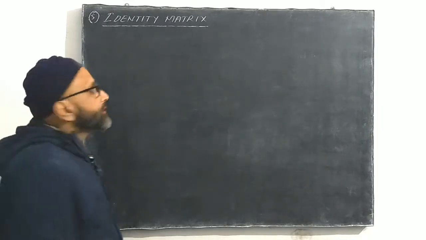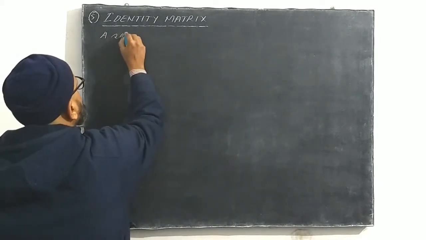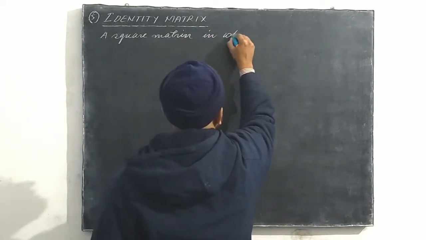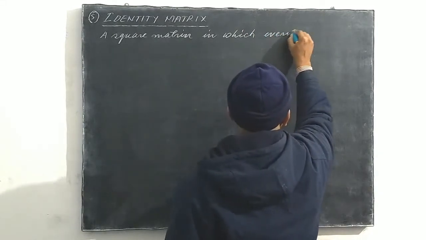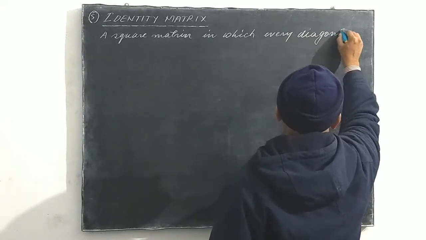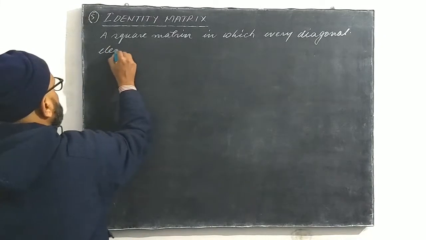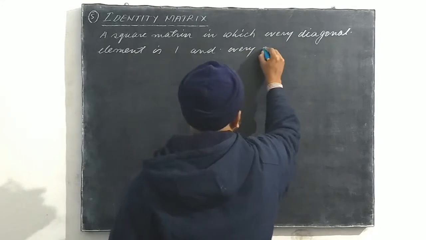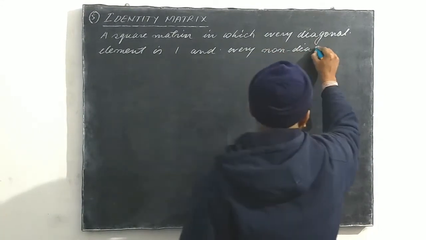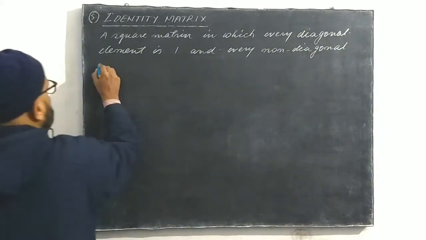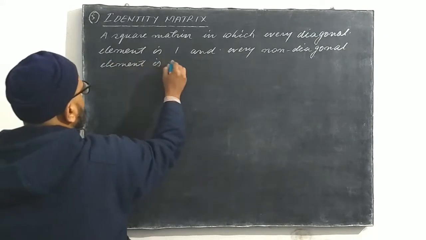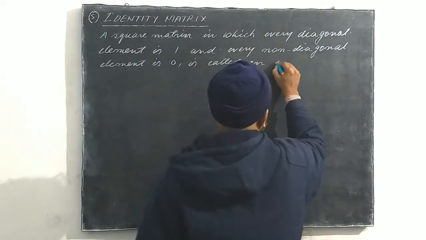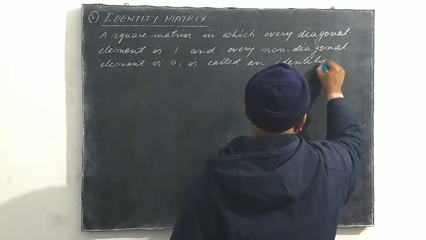Now the next one is the identity matrix. A square matrix in which every diagonal element is 1 and every non-diagonal element is 0 is called an identity matrix.